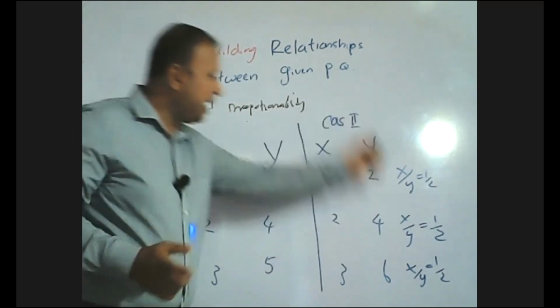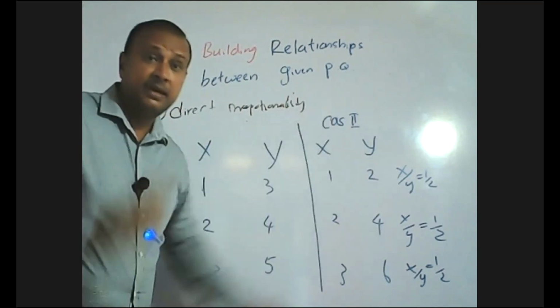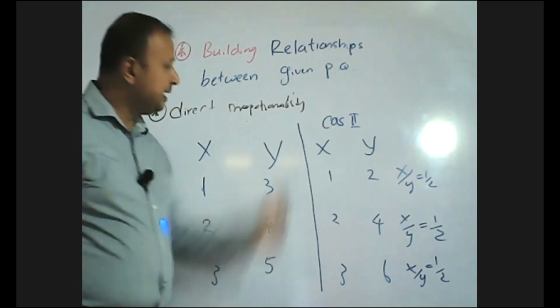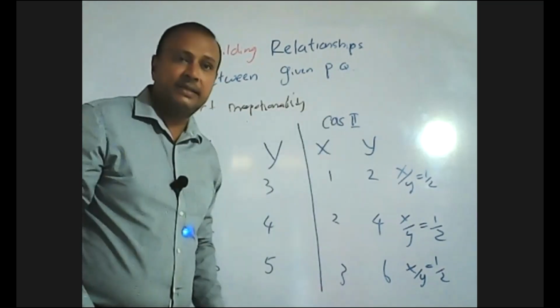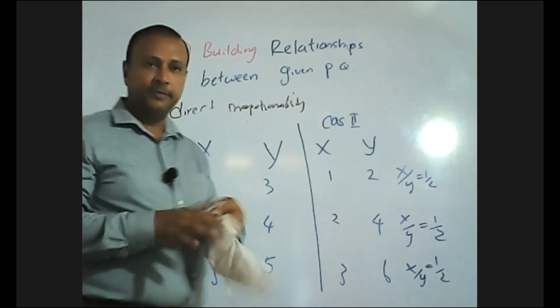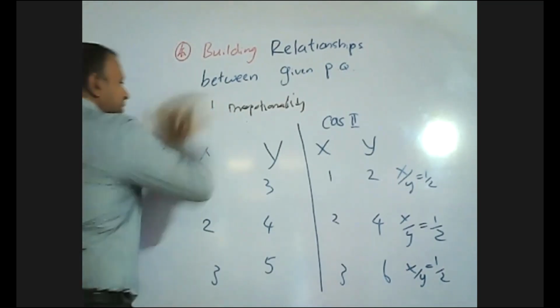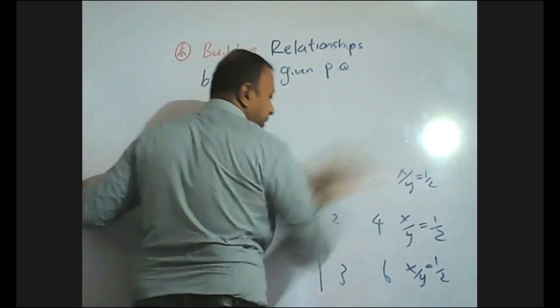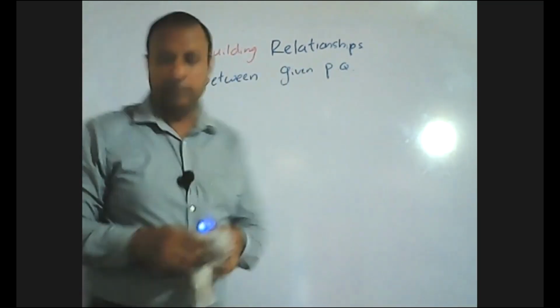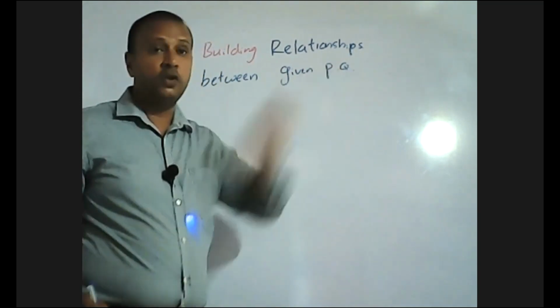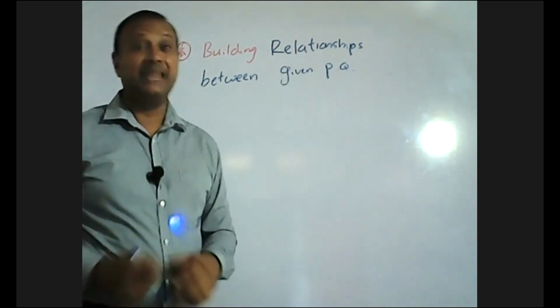So this kind of case, where the ratio between two physical quantities is a constant, is called a directly proportional case. If any quantities are directly proportional, that means the ratio of those two quantities is a constant. That is the definition.